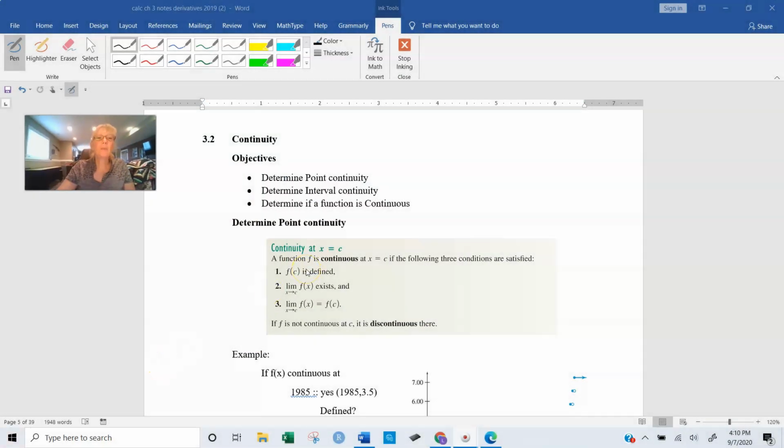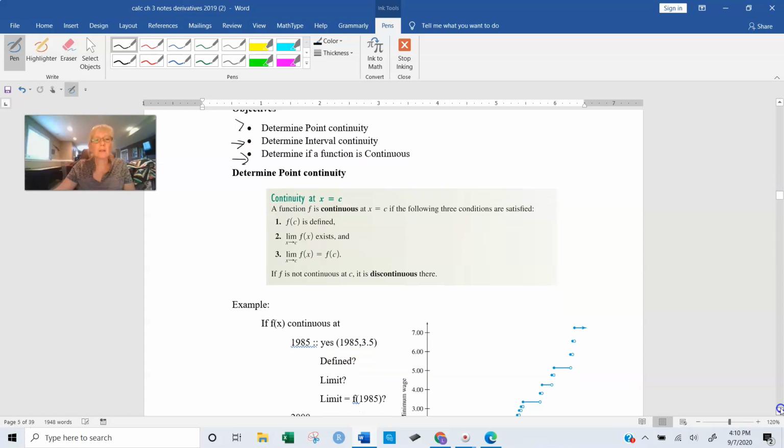Okay, we need to determine point continuity. So is it only discontinuous at a point? We need to know if there's interval continuity. So is it continuous on certain intervals? And is the function continuous everywhere? So let's go through here and look at some of these things.